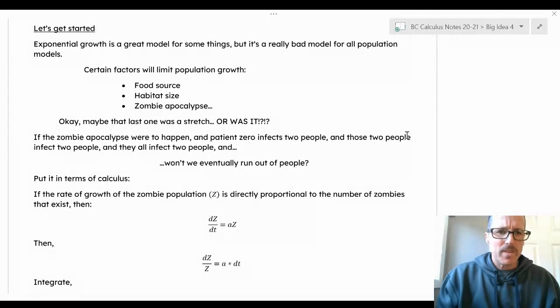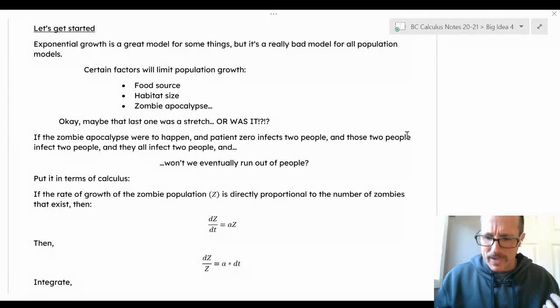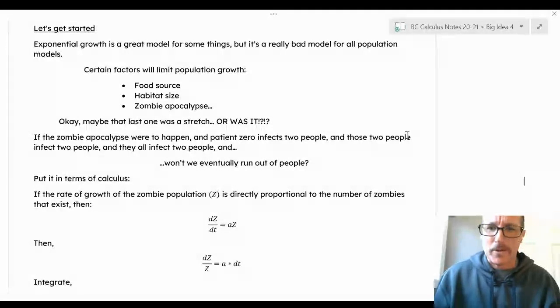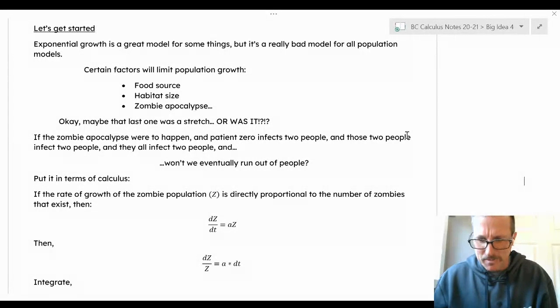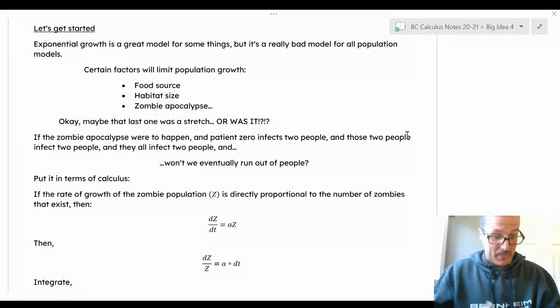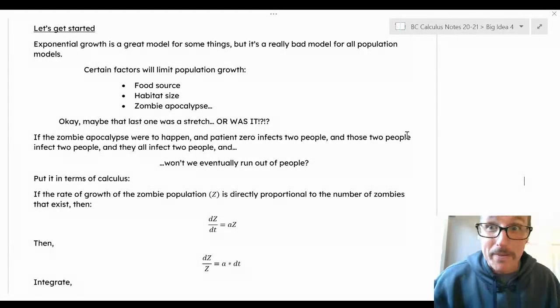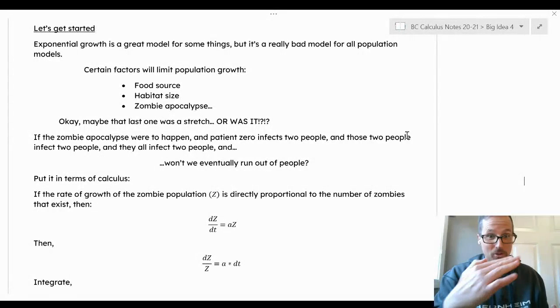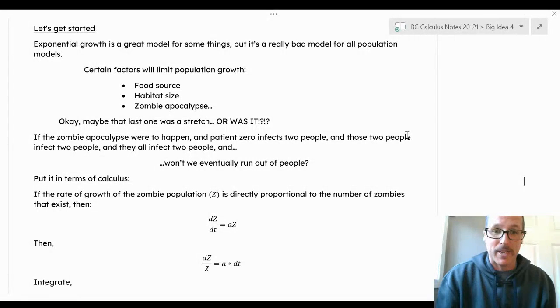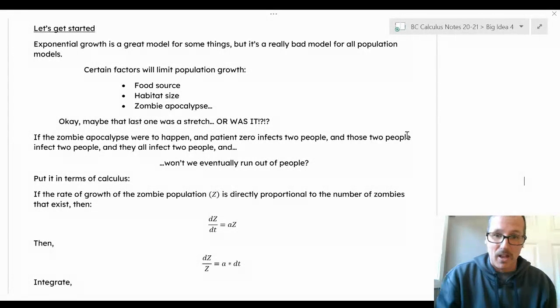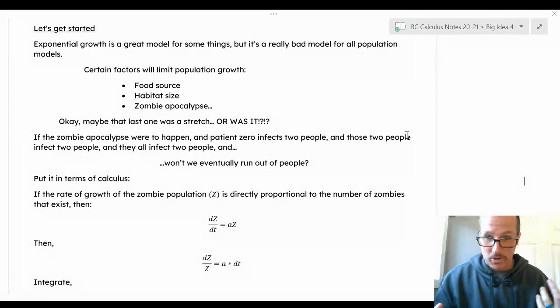Well, a zombie apocalypse, if you think about it, I mean, every time that I watch a movie about zombies, there's one person that gets it, and then they infect some people, and they all infect people, and then they all infect people, until finally we're going to run out of people, right? We can't just continue to grow and grow exponentially. Eventually, there's going to be a leveling off spot when everybody in the world becomes a zombie.